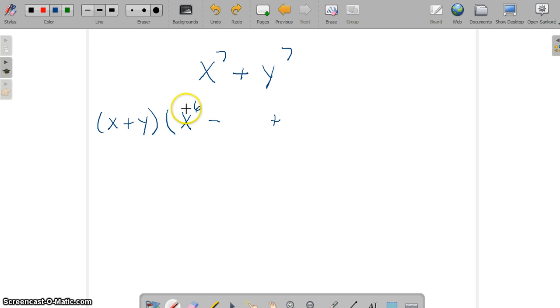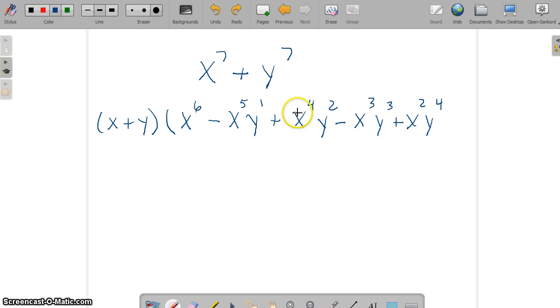Now my degrees for my x's are going to go down, and my degrees for my y's are going to go up. So my next one is going to be x to the 5th, y to the 1st. Then I'm going to do a plus because I'm alternating signs. X goes down, y goes up. Alternate sign. X going down, y going up. Alternate sign. Notice these always add up to 6. Change sign, x going down, y going up, and I've got one more. So I just factored this using that pattern.